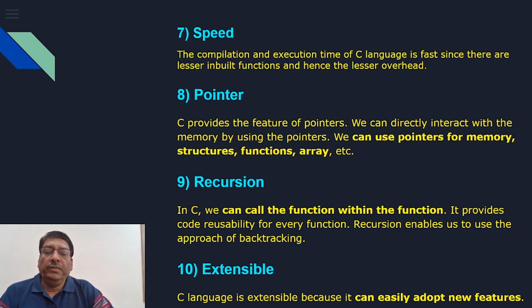Finally, we say C is extensible. The meaning of that is, it is an extensible programming language because it can easily adapt to new features and so on. So these are the various advantages that we get when you work with C language.